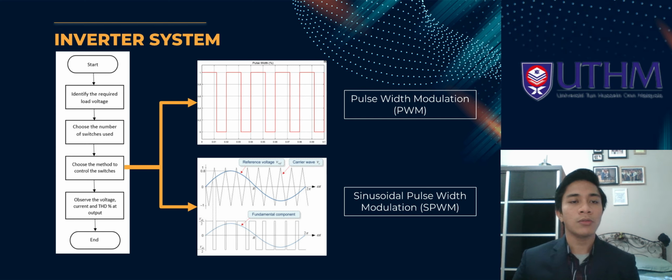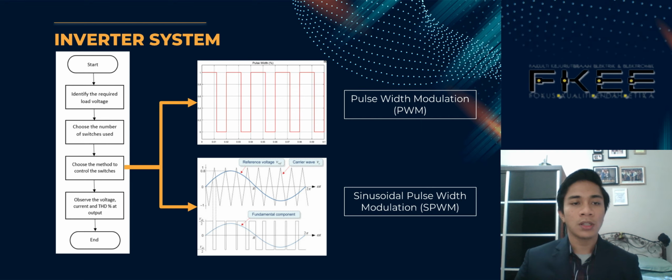The first one is we need to identify the required load voltage. For instance, in Malaysia, we use 240 volt AC or 230 volt AC. And then we choose the number of switches used, which is the MOSFET switch, and choose the method to control the switches.